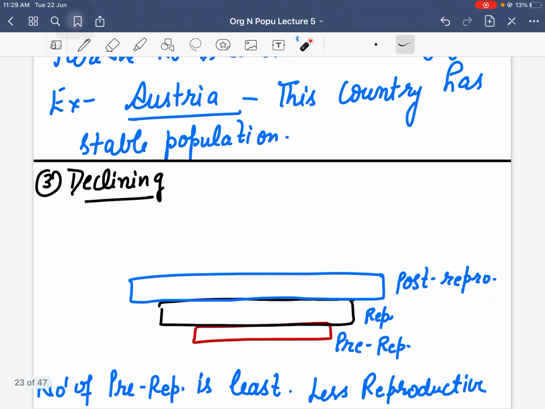Different countries give different incentives to stabilize the population in their countries. Like in Japan, the government usually gives incentives or benefits to couples who have two or more than two children. Why? Because they have a very small number in the reproductive age group. Their pre-reproductive number is very, very low. Their old age people are more.